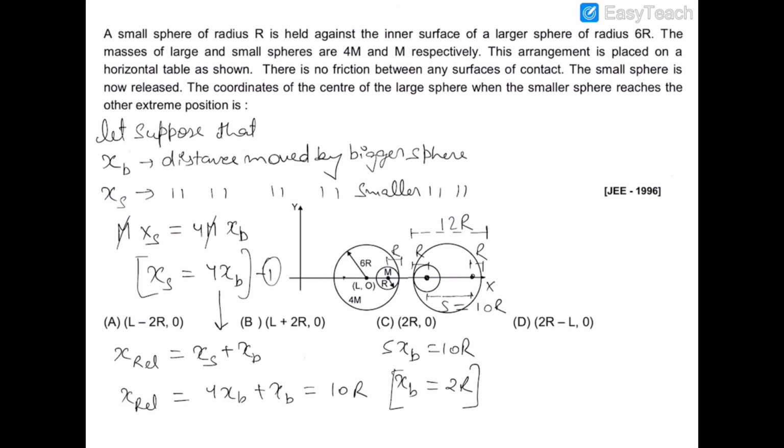So the coordinates of the center of this bigger sphere, the new coordinates, would be the initial coordinate plus 2r. So the correct option will be option number B, because the initial coordinates were L, 0. So we are adding 2r in the x coordinate. So the new coordinate would be L plus 2r, 0, because the y coordinate will still remain 0. Now let's move on to the next question.